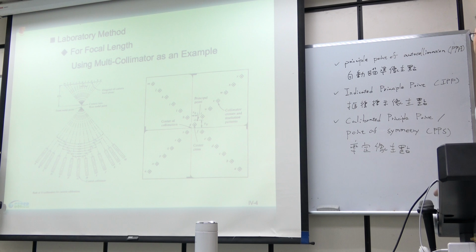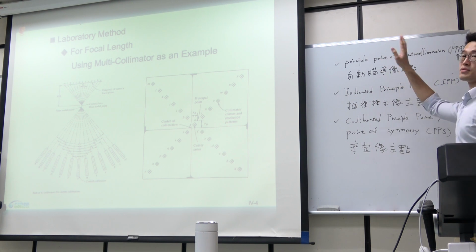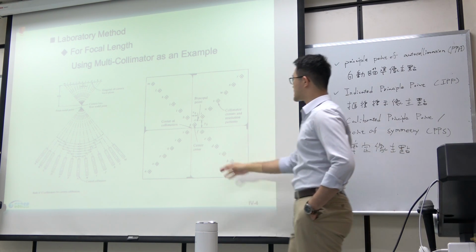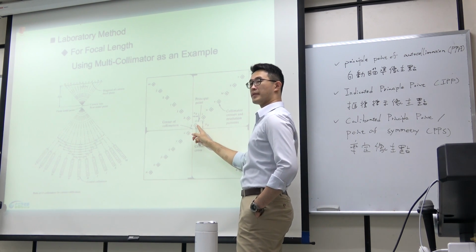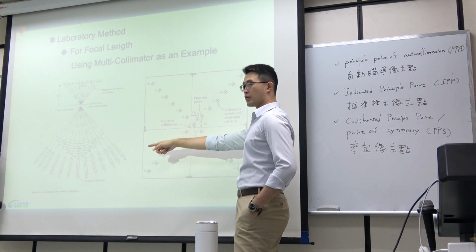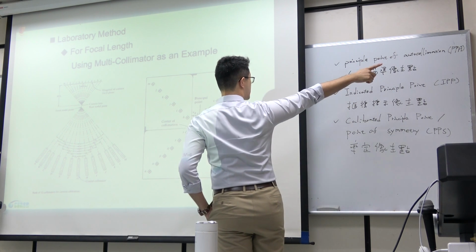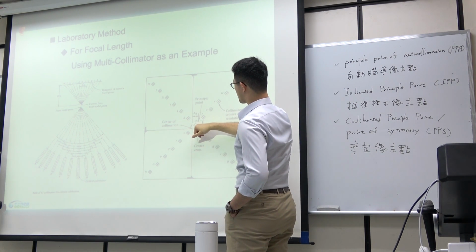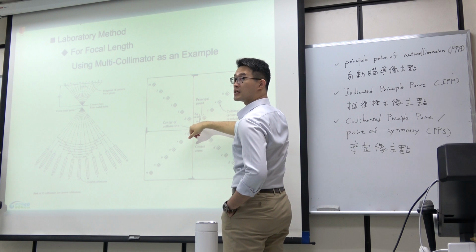The first one is the principal point of autocollimation, or some people will just use PPA to indicate that. In Chinese, it's called 自动瞄准相逐点. 自动瞄准 is just autocollimation, and 相逐点 is principal point. That one is the G over here. So the principal point of the autocollimator means the location of the G over here.